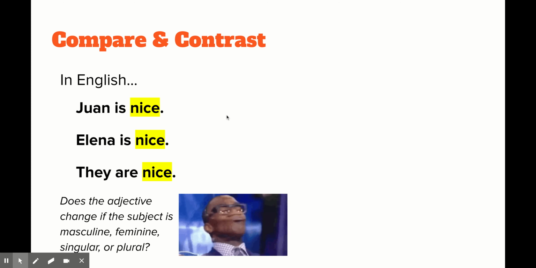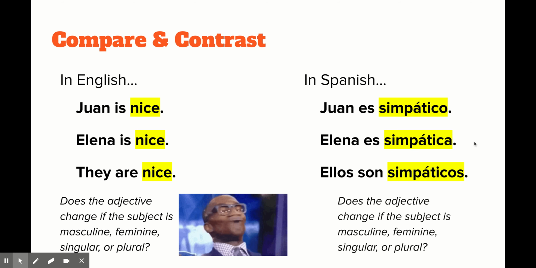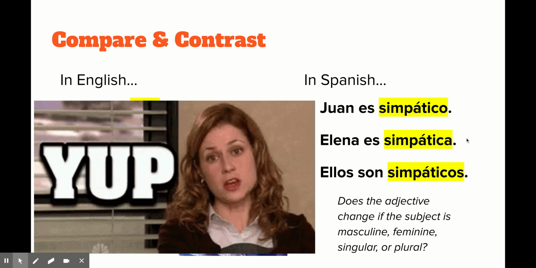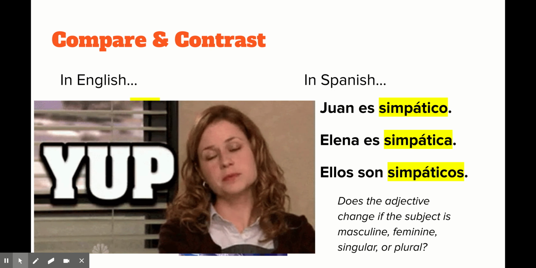Doesn't change. In Spanish, if we were to say Juan is nice, we would say Juan es simpático. Elena is nice, Elena es simpática. They are nice, ellos son simpáticos. So now my question again to you. Does the adjective change if the subject is masculine, feminine, singular, or plural? Yup. Okay, yep, it totally matters in Spanish, guys. This is why we got to be careful with adjectives.